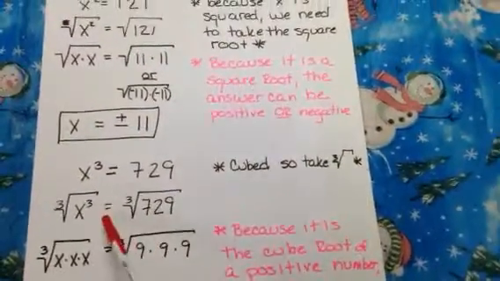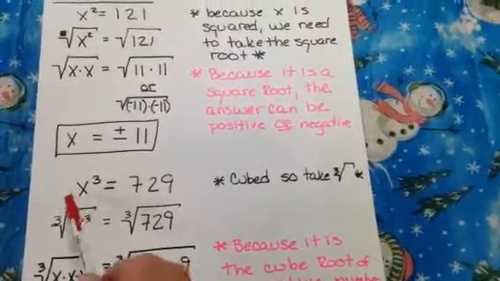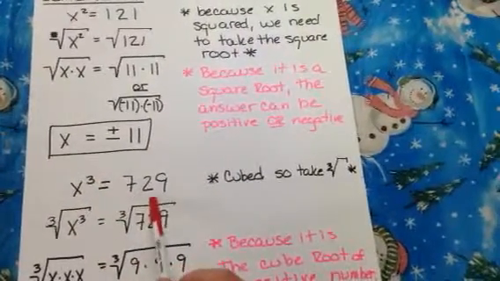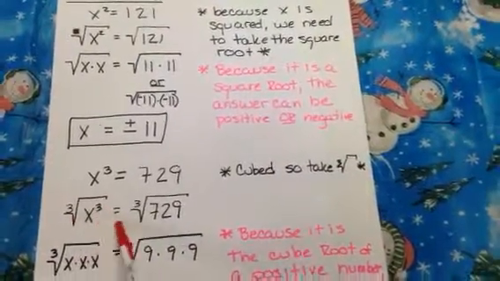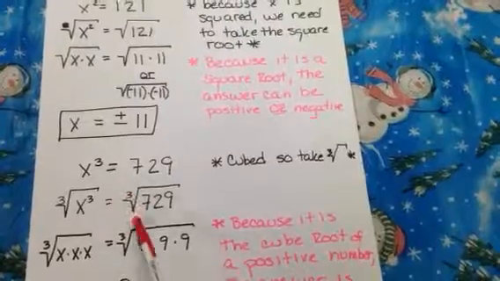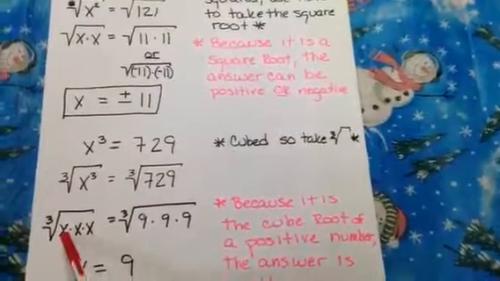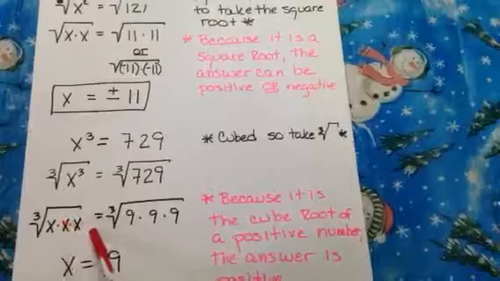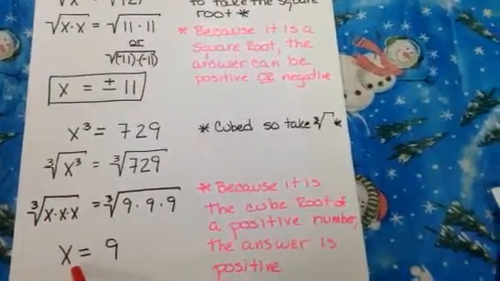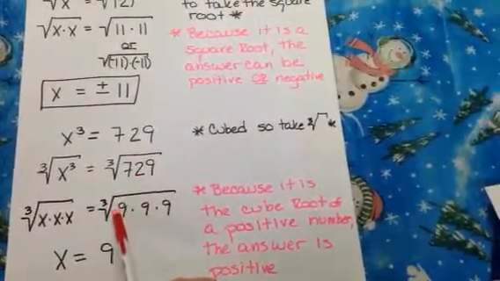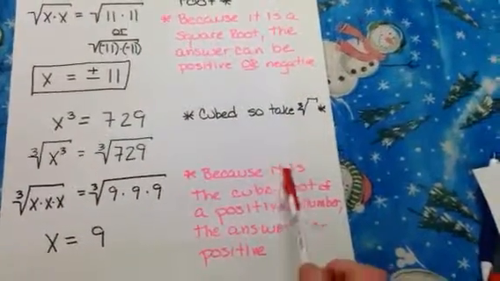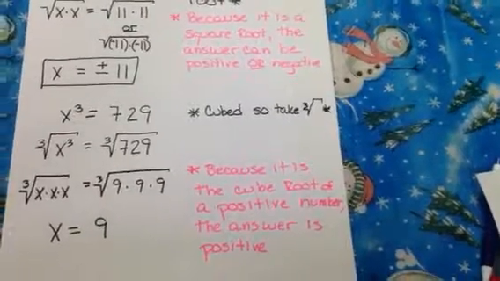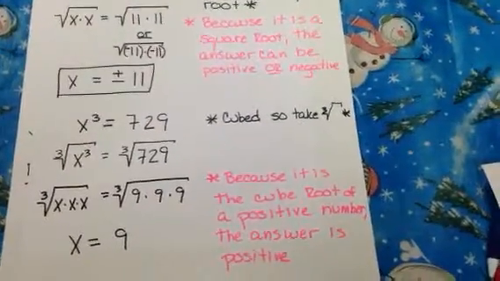If it is cubed, we're going to take the cube root. So here's x cubed is equal to 729. So we need to take the cube root. Cube root of x cubed is going to be equal to the cube root of 729. So x cubed is x times x times x. So cube root of x cubed is x. The cube root of 729 is the cube root of 9 times 9 times 9. So x equals 9. Because it's a cube root of a positive number, the answer is positive. If that had been a negative number, the answer would have to have been negative.